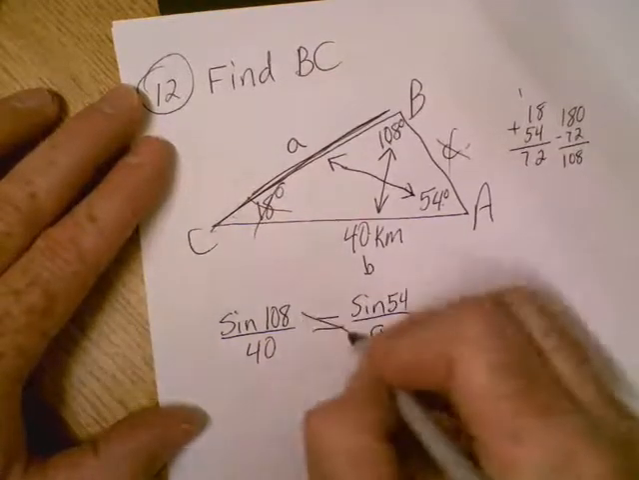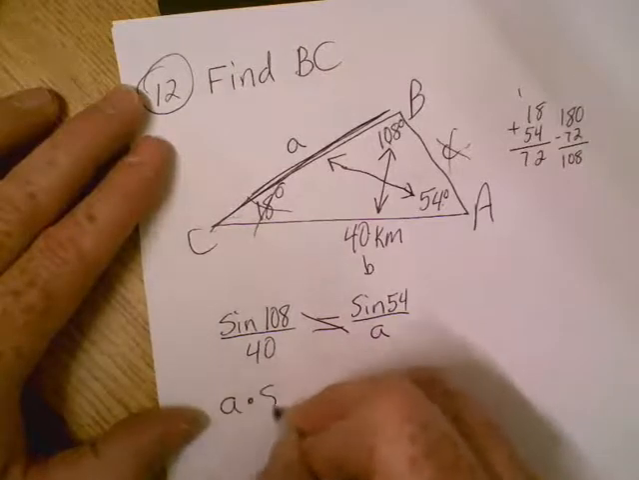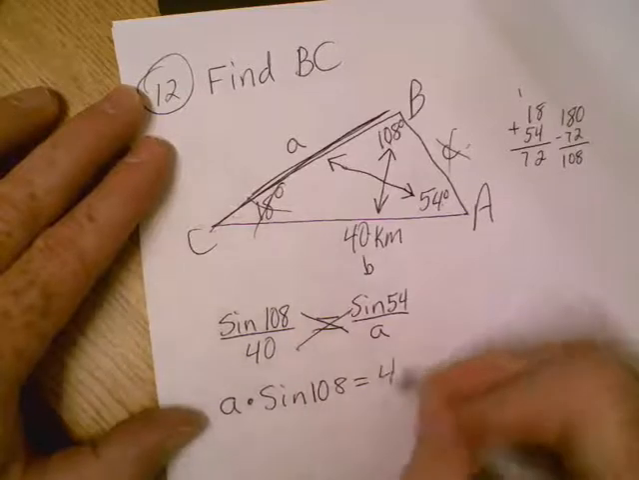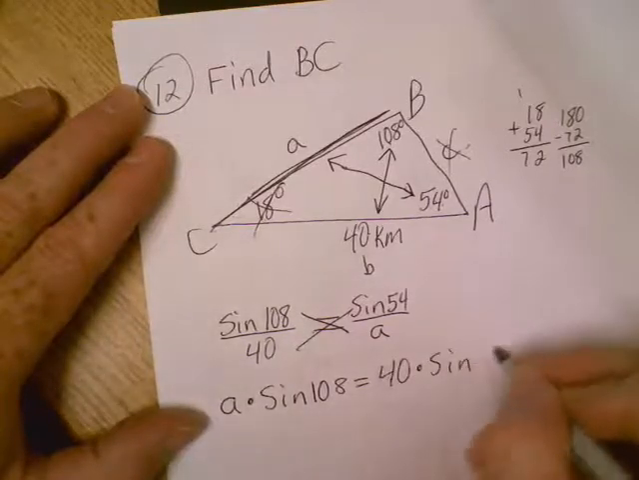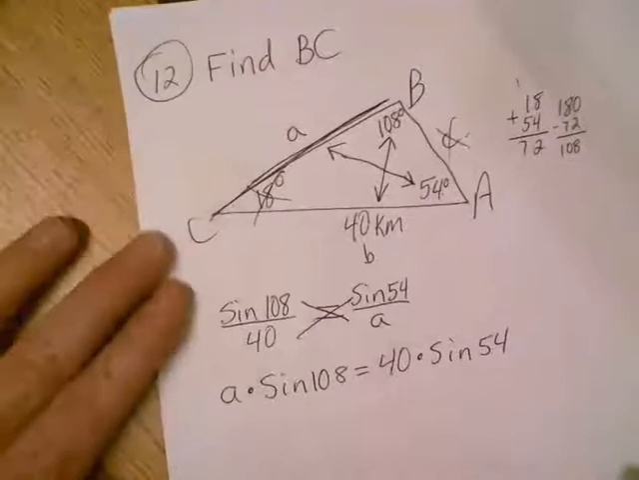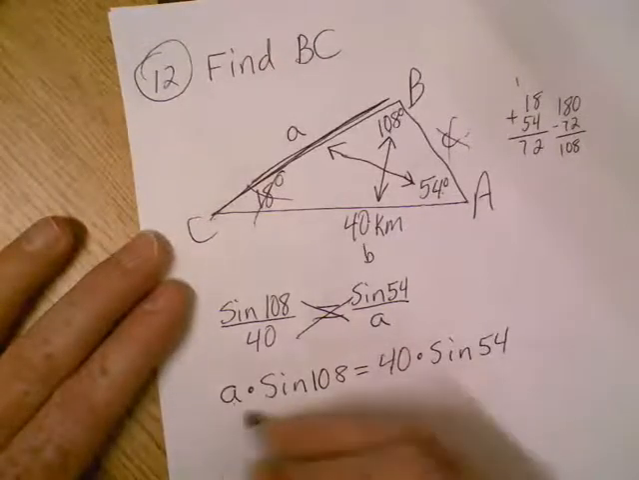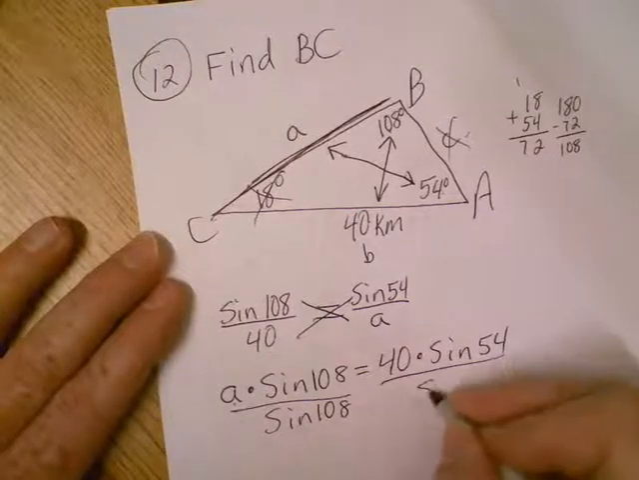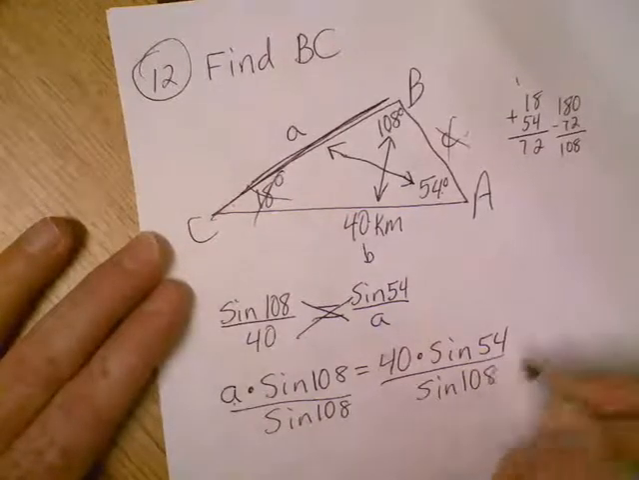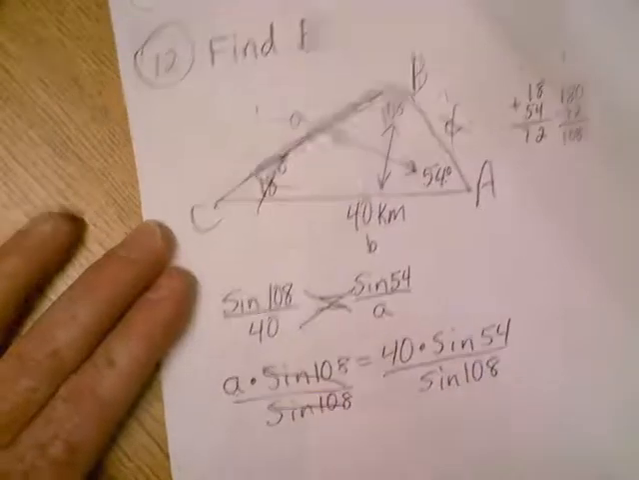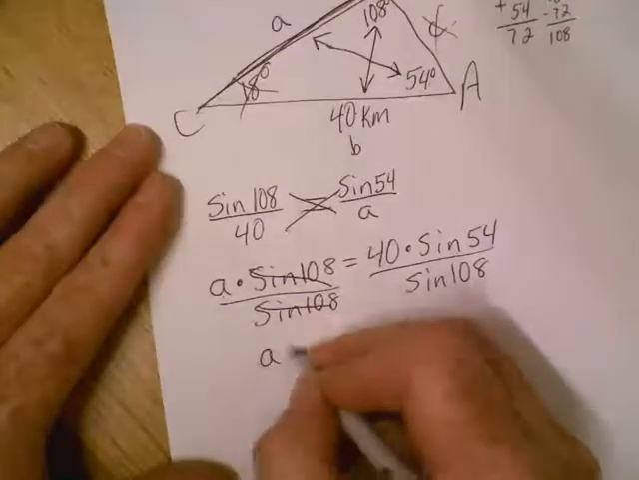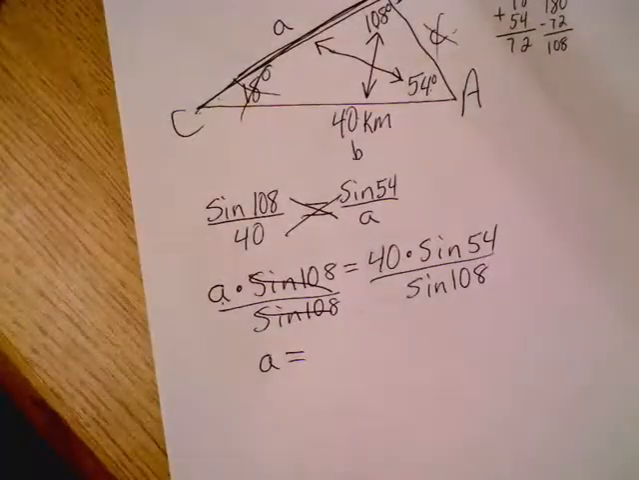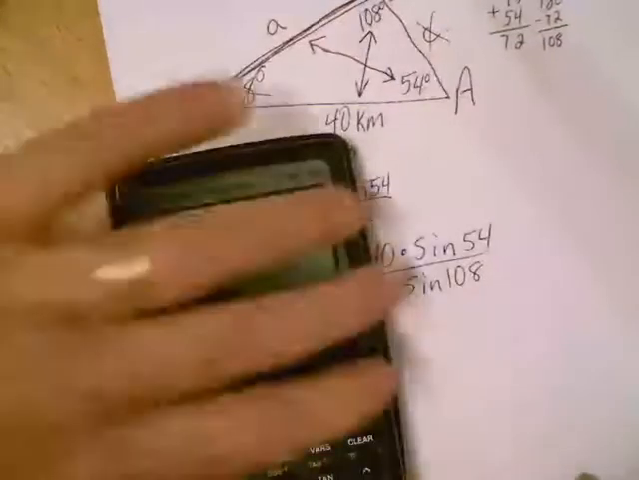We cross multiply. I get a times sine of 108 equals, cross multiply this way, you get 40 times the sine of 54. We want to get a by itself, so we're going to divide both sides by the sine of 108. These cancel out. You're left with just a on that side. And then on the other side, we grab our calculator and we do the math.